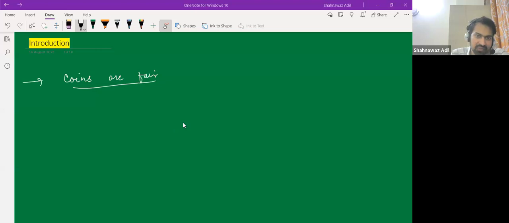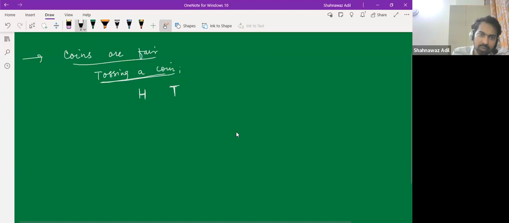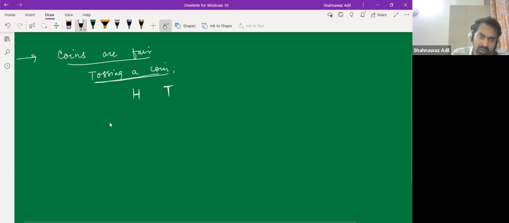Okay. So coins are fair, right? And if we toss coins, what can we get? We can either get head or we can get tail, right? So tossing a coin. What are the chances of getting head? Right. And this is called probability. So the probability of getting head is, we have two possibilities, and one of the possibilities is that we can get head.